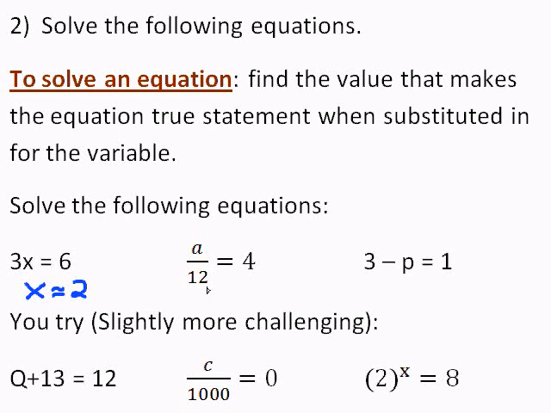What about a divided by 12 equals 4? What is the solution to that equation? The answer is 48. a equals 48 because 48 divided by 12 is 4. Let's look at that last example. 3 minus what number equals 1? The answer is 2, because 3 minus 2 equals 1, so p is equal to 2. These last 3 examples are a little bit more challenging. I'd like you to try those on your own. Please press pause, work those problems out. When you're ready to see the answers, please press play.